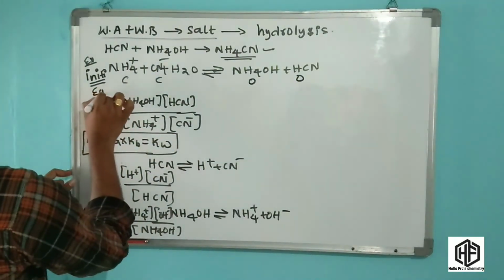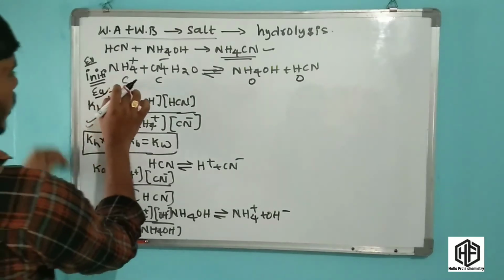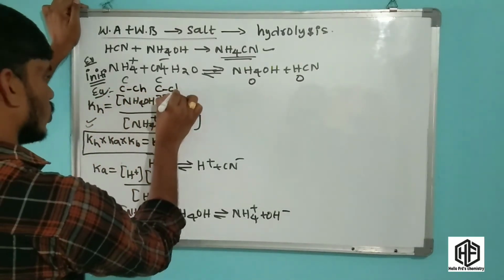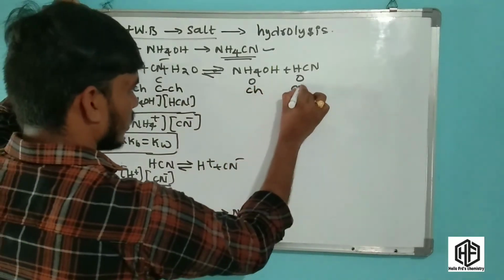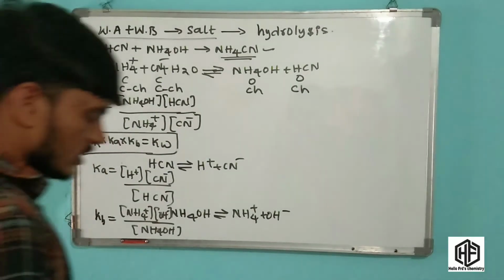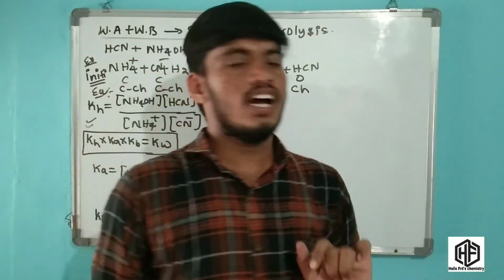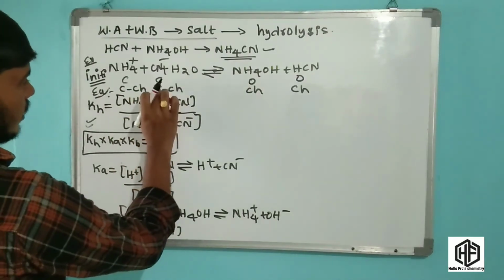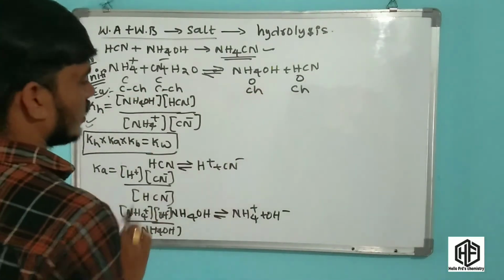Friends, at equilibrium, C minus Ch moles is dissociated, and this is Ch and Ch. Here, friends, h is the degree of hydrolysis. So this is C minus Ch, and this is C minus Ch, and this is Ch and Ch.